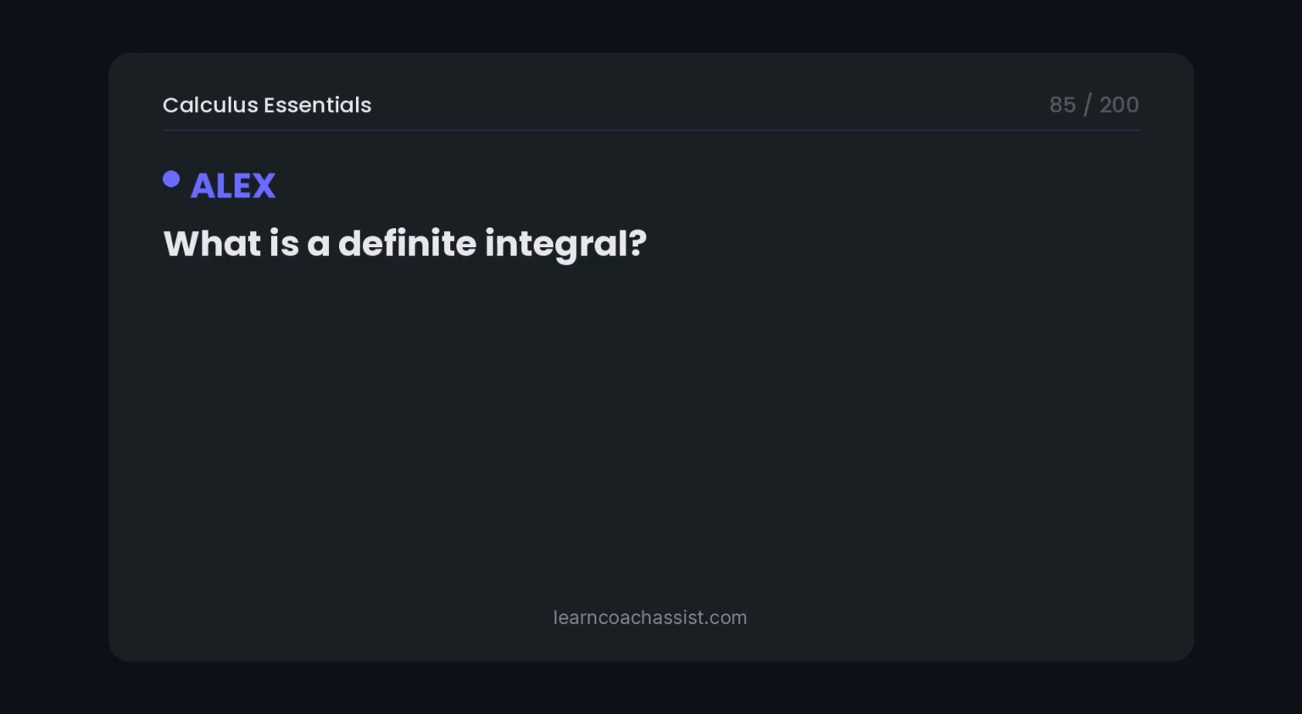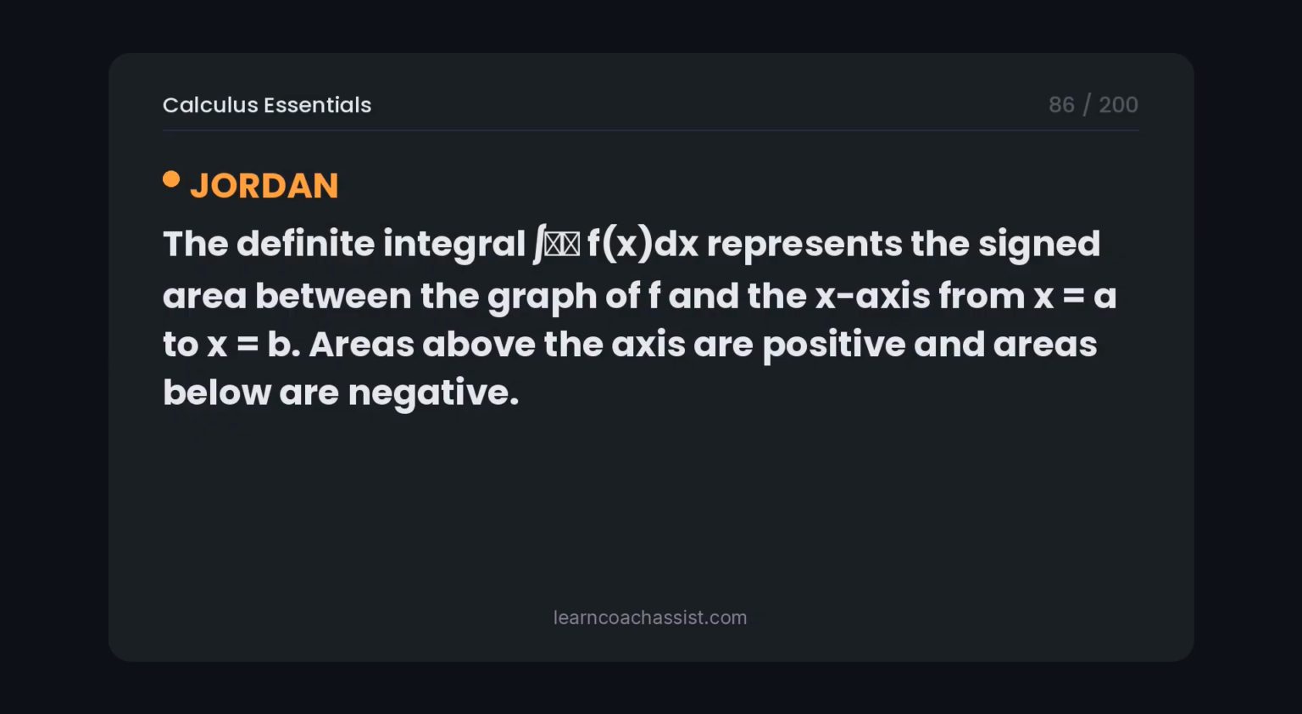What is a definite integral? The definite integral ∫ from a to b of f(x) dx represents the signed area between the graph of f and the x-axis from x equals a to x equals b. Areas above the axis are positive and areas below are negative.